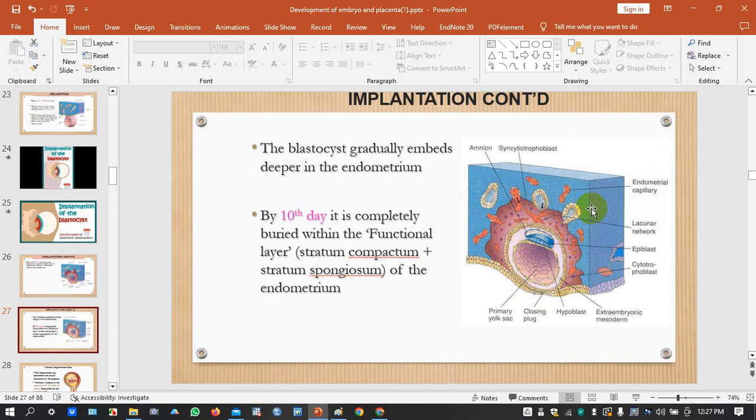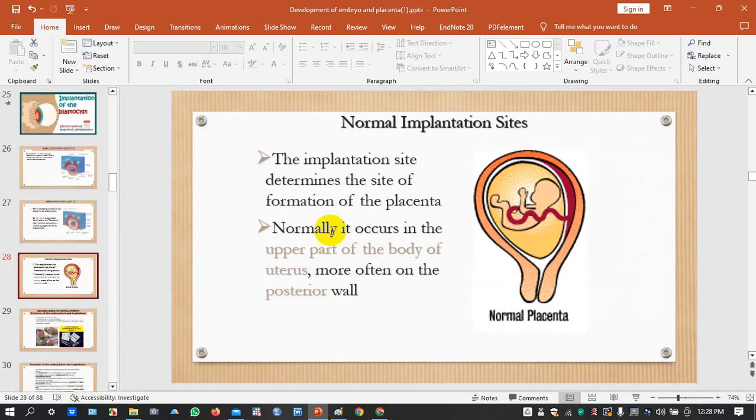You can see the network of endometrial capillaries. You can see the glands, the amniotic cavity, the amnion which produces the amniotic fluid, and we have the cytotrophoblast, and the epiblast and the hypoblast are there. Okay, so let's go to another video.